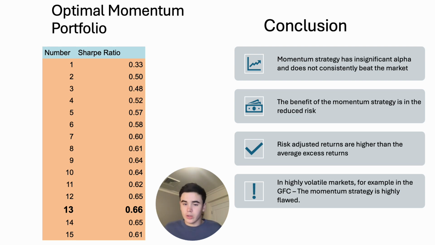Shorting significantly fewer industries can greatly increase the average excess return, but it will also expose the investor to a much higher level of risk and volatility.